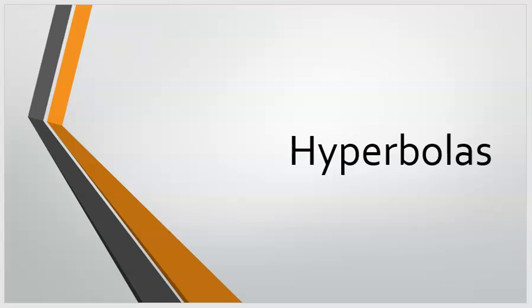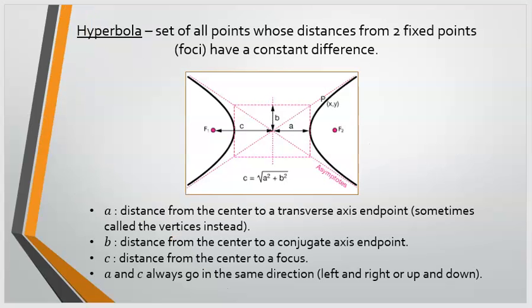And for the last conic section, we're going to look at how to graph and write the equation for a hyperbola. Our definition for a hyperbola is actually very similar to the one we had for an ellipse. We still have the set of all points whose distances from two fixed points, the foci, have a constant. Now it used to be a sum, this time it's a difference.